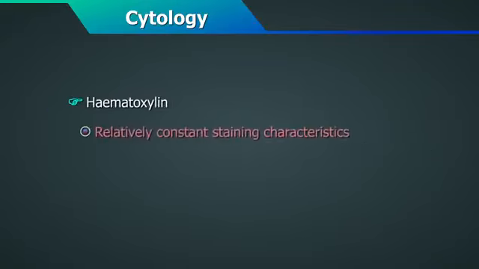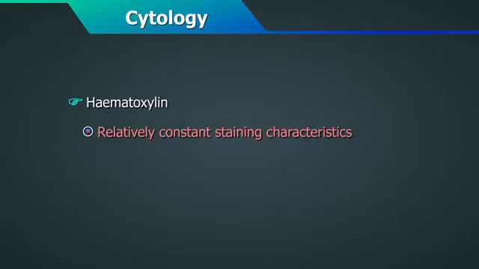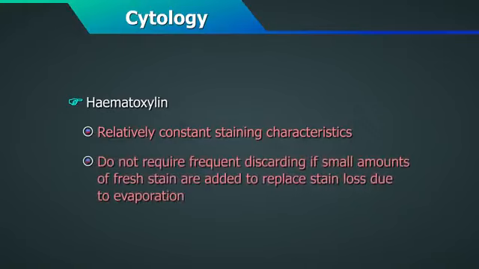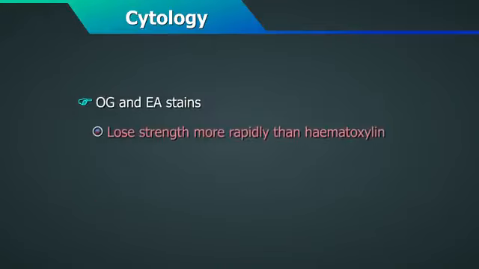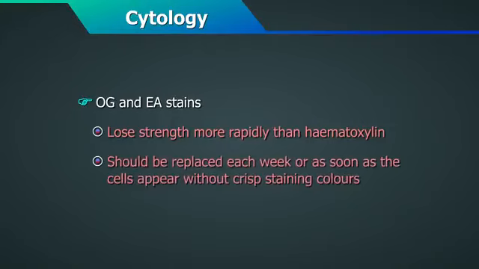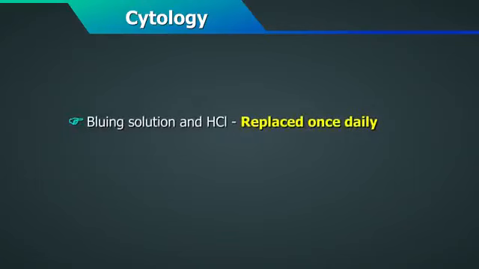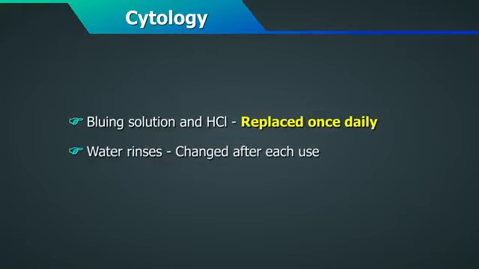Hematoxylin keeps relatively constant staining characteristics and does not require frequent discarding if small amounts of fresh stain are added to replace the stain lost due to evaporation. OG and EA stains lose strength more rapidly than hematoxylin and should be replaced each week or as soon as the cells appear without crisp staining colors. Bluing solution and HCl should be replaced at least once daily. Water rinses should be changed after each use.